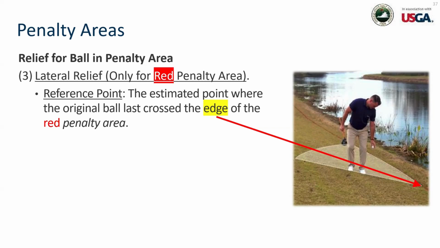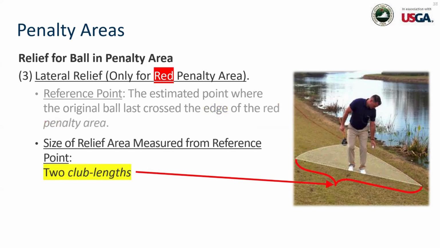And what we're going to do is again find that point where the ball last crossed the edge of the red penalty area. And we're going to get 2 club lengths in this situation. So we don't get just one. This is the only time that we're going to get 2, when we're taking lateral relief. So you see again that ball estimated to cross that line right on the line there. He found that, measured his 2 club lengths, no closer to the hole. And these relief areas could be as big as a quarter circle to as small as kind of what he's standing in, that kind of pie shape, just based on the way the hole is, and just making sure you're no closer to the hole than where your ball last crossed.